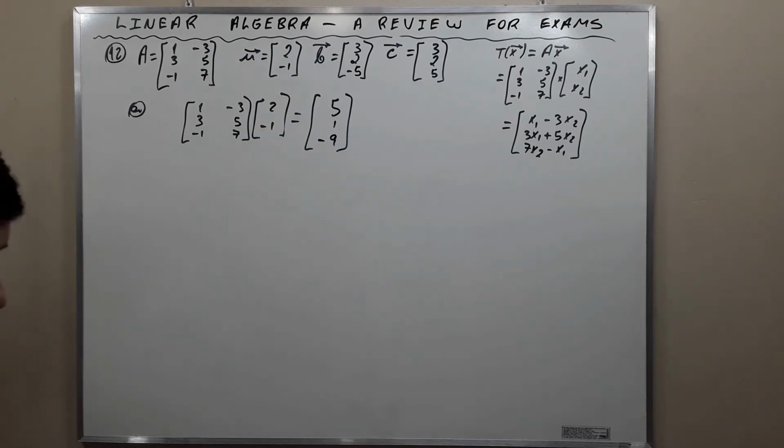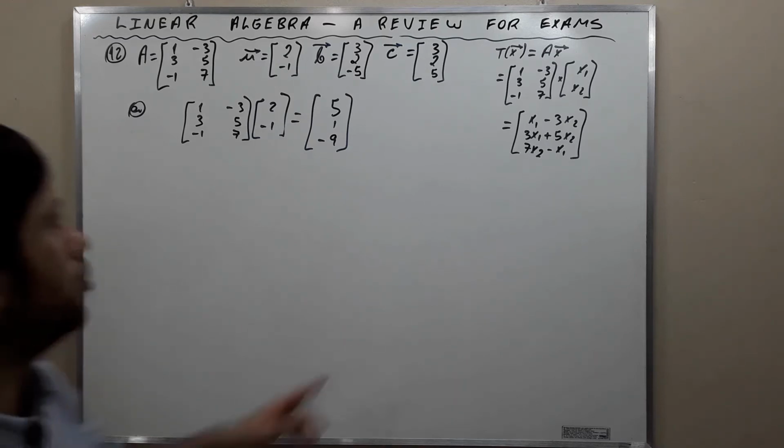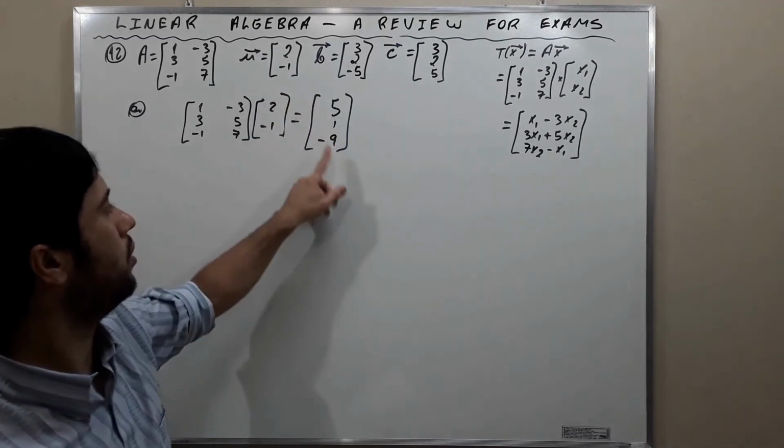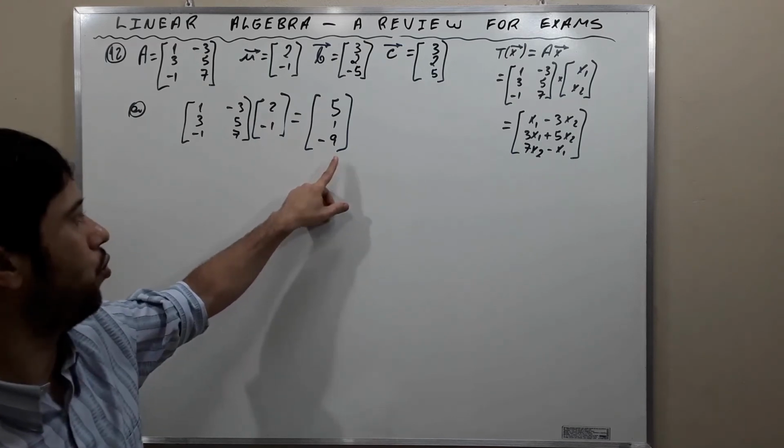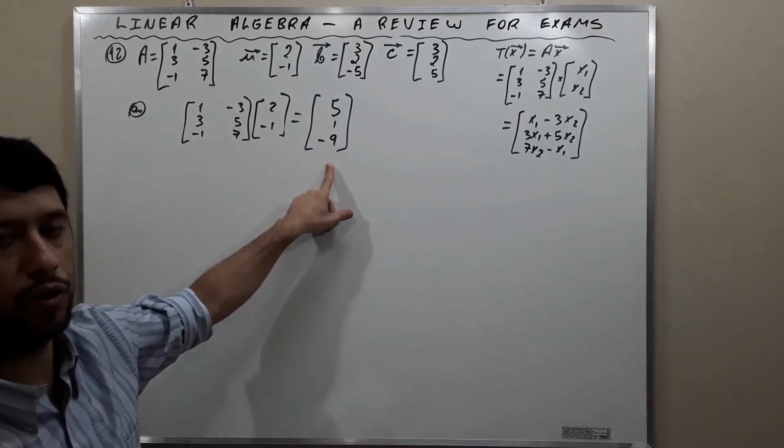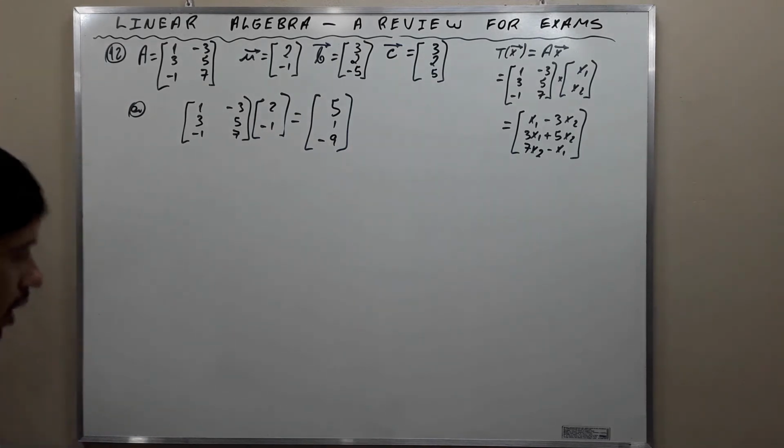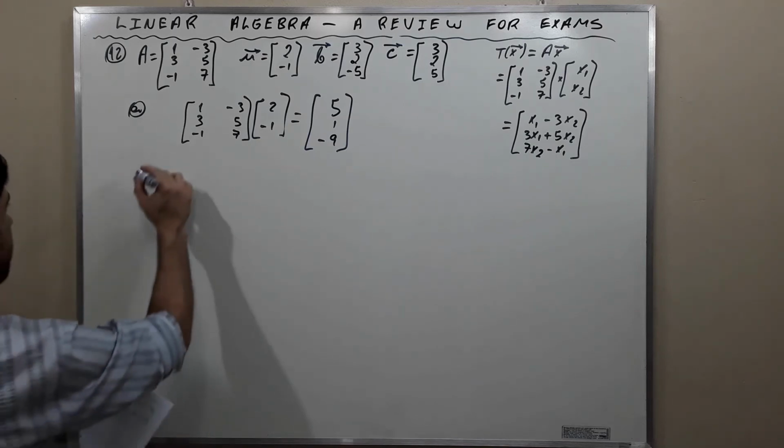Transformations are functions. Okay? What enters in a function is the input, and what goes out is the output. The output is also called the image. And u is the input, and the image is what comes out, the output of the transformation. Let's go to letter B.